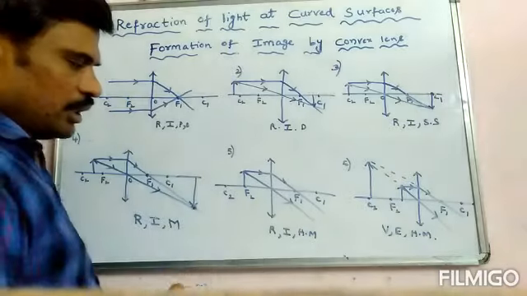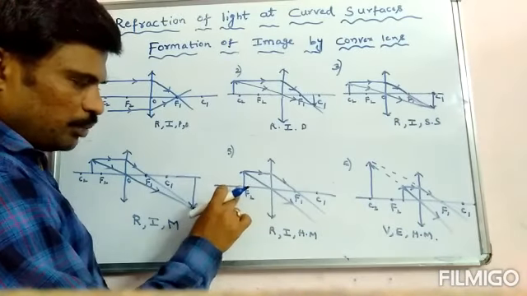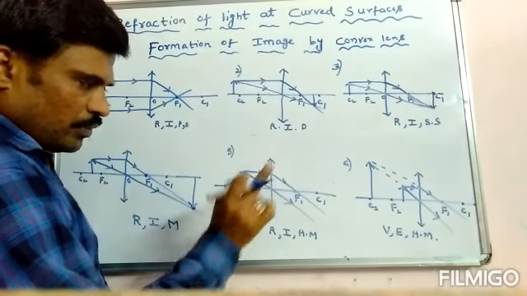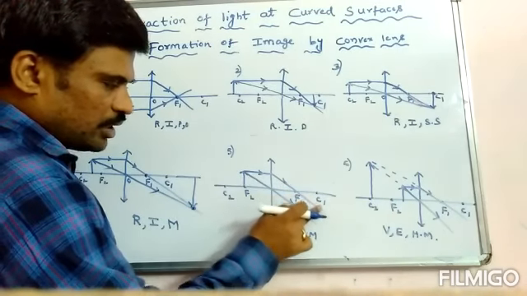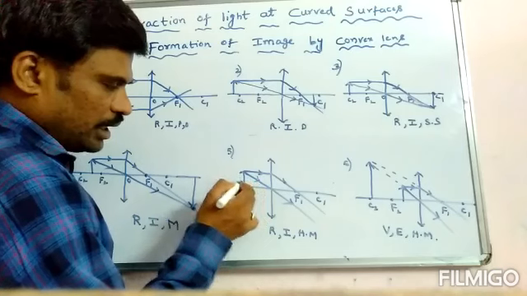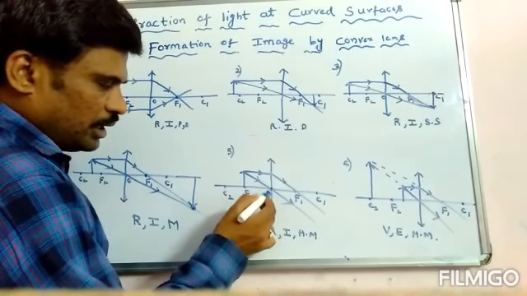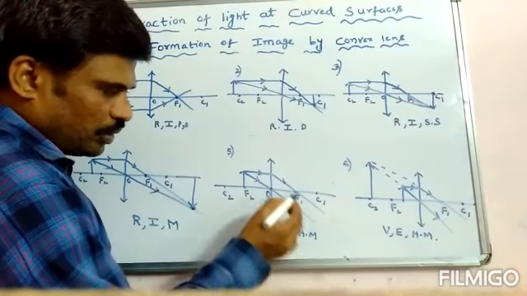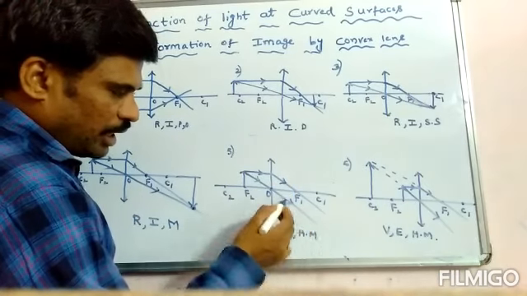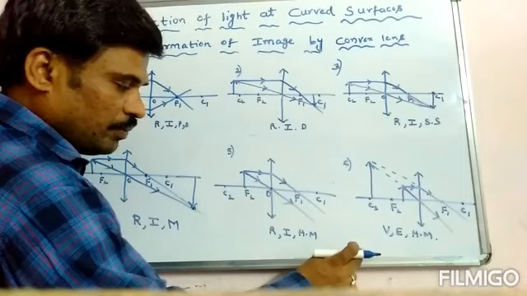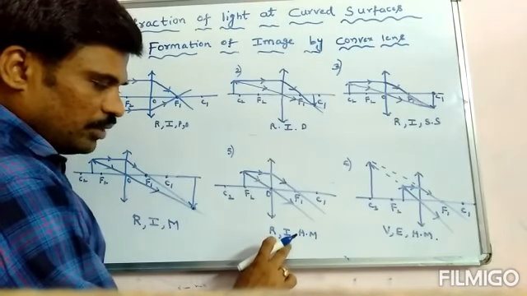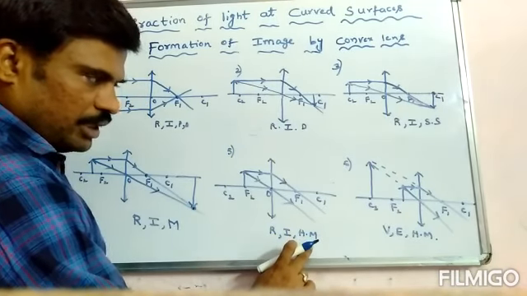Now look at the fifth case. In the fifth case, the object is placed on the focus. Again I have taken a ray parallel to the principal axis, then it passes through the focus. Another ray passing through the optic center has no deviation. But here observe, the refracted rays are parallel, which means the image is formed at infinity, and the image is real, inverted and highly magnified.